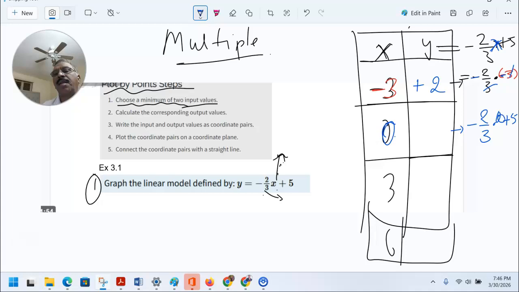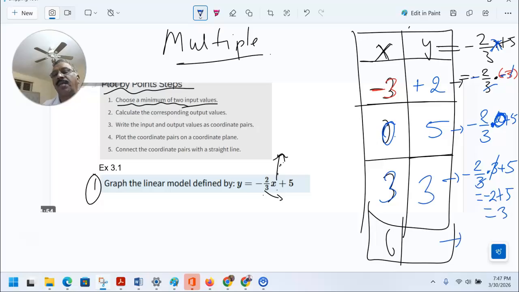So that means anything times 0, because this is called additive identity. Anything multiplied by 0 is always 0. So you get just a 5. And if you plug in 3, the 3 crosses out. You get -2 plus 5, which is 3. Okay. So this is 3.